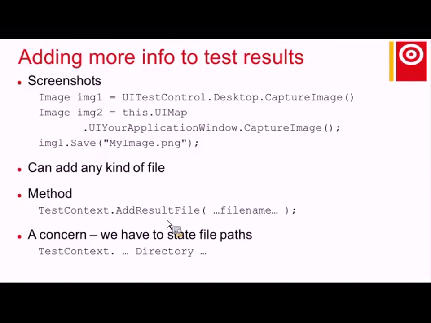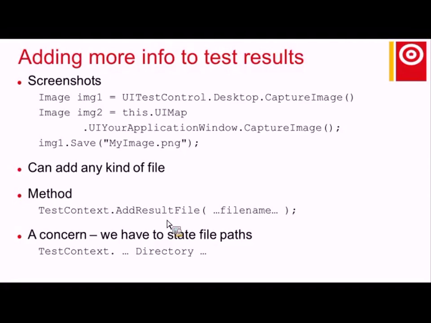A way of preventing that is, as in the second line there, use the UI map. Use a subfield of the UI map and capture the image of that. And then we just call the save method of the image class and name the file, and we have to name the file type that we're saving as. But we can create files of all sorts of types. It's quite straightforward to create a text file containing some kind of logging information or the results of bits of our test run.